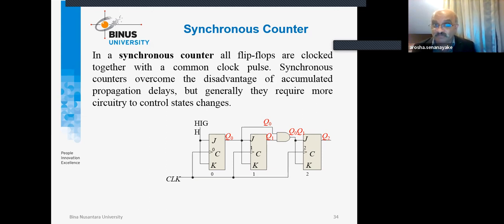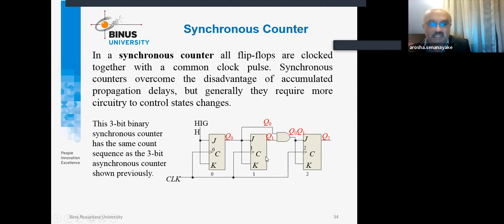So in that case, the main advantage is, of course, no propagation delay, because all counters, all D-type flip-flops or JK flip-flops, operate simultaneously. So there is a common clock pulse, as you can see here. So we have 3 flip-flops, and we can go up to a maximum of 8, 0 to 7.